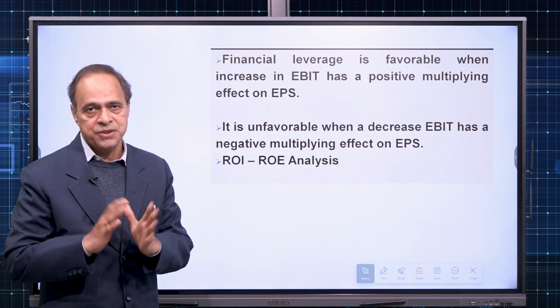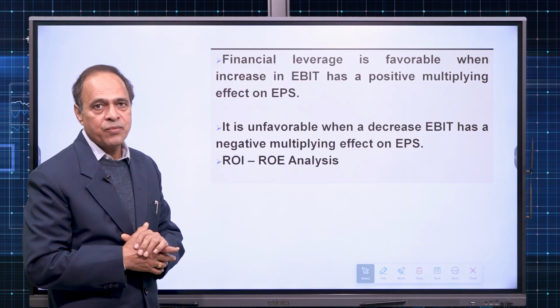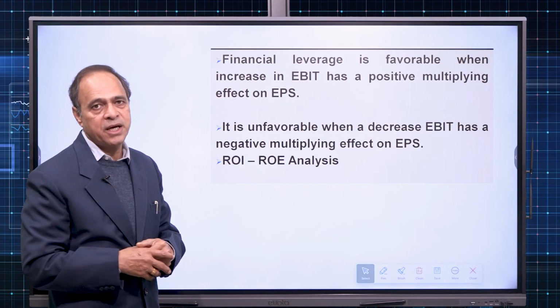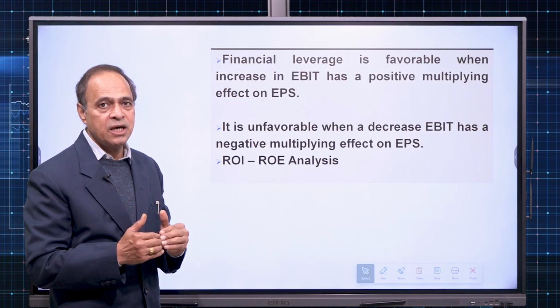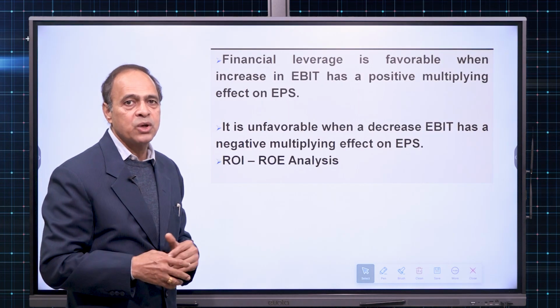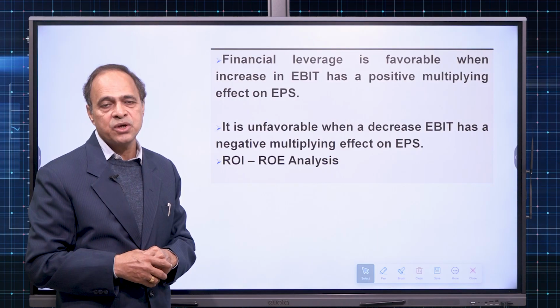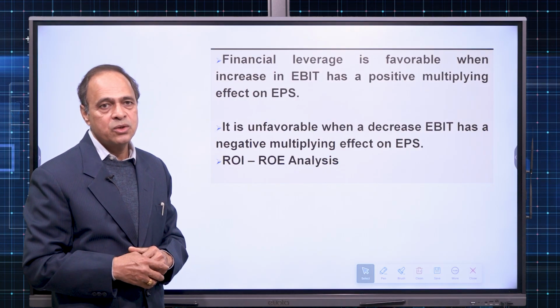This is a simple point. If ROI is likely to be high, then definitely ROE will be high. But in between, if we understand ROI keeps on declining, it will have a negative impact on ROE. ROI stands for return on investment, whereas ROE stands for return on equity.